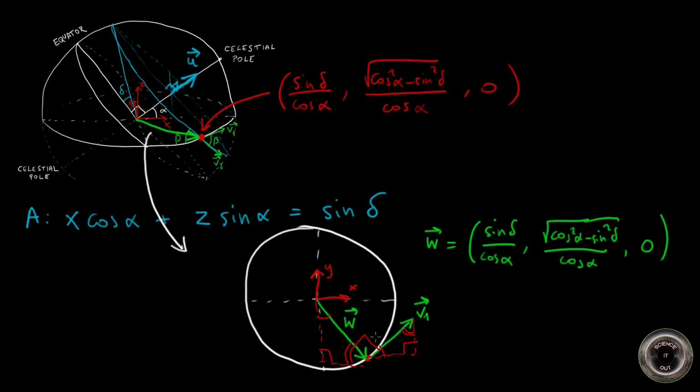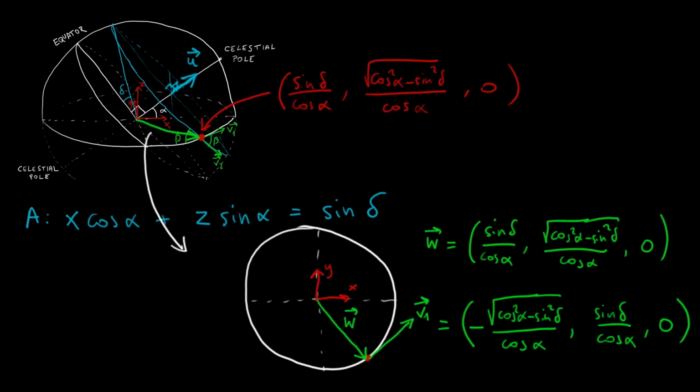So this means that the x-coordinate of v1, which is this, is equal to the y-coordinate of w, only with a reversed sign, because here we go in the negative direction and here we go in the positive direction. And the y-coordinate of v1 is equal to the x-coordinate of w, this time without the sign reversal.